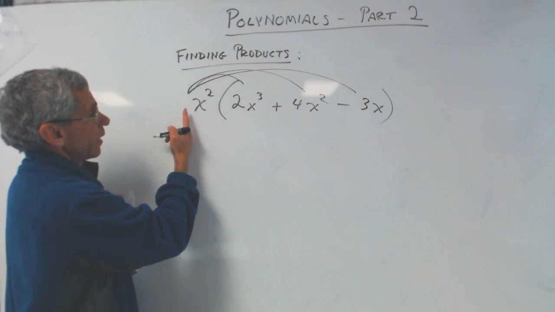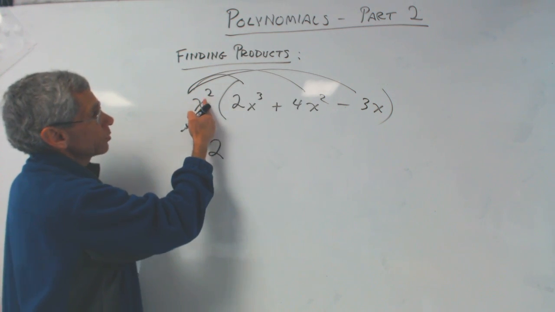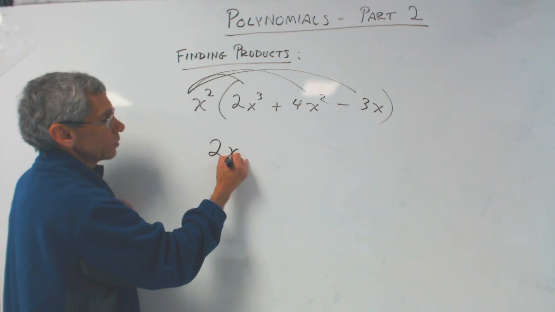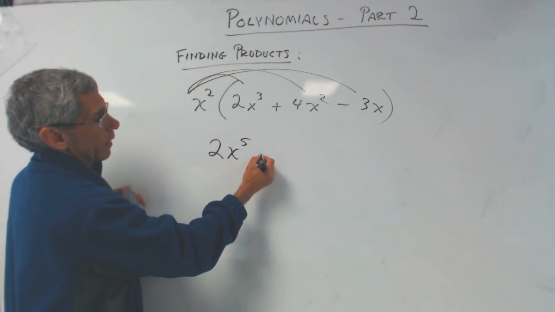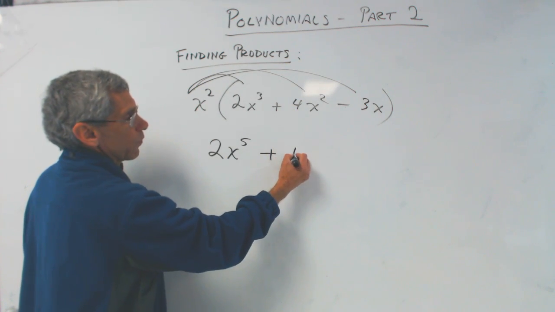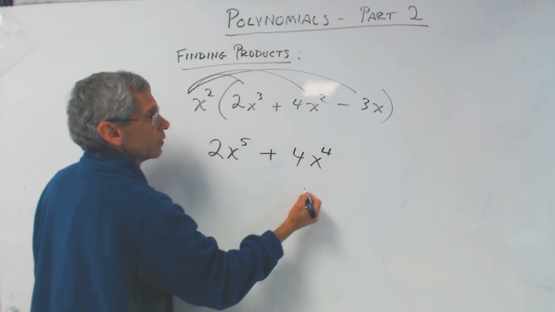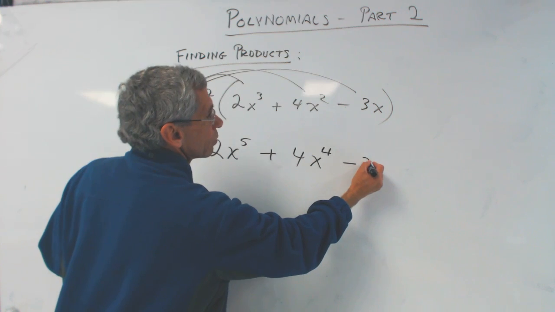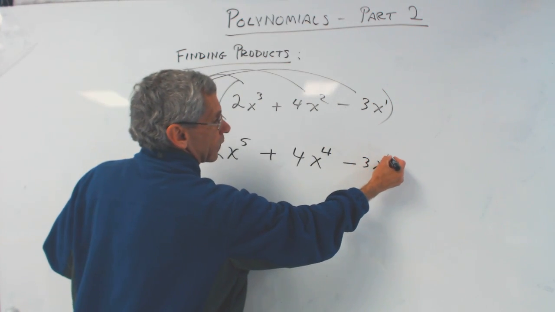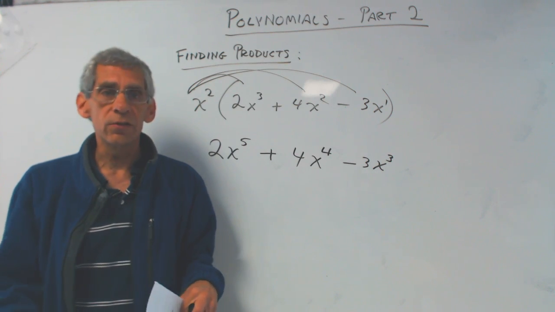First of all, there's a hidden 1 here. 1 times 2 is 2. And then x squared times x cubed is x to the 2 plus 3, which is x to the 5th. And then I've got a plus sign. Now I've got to multiply this times the middle term. So it's going to be 4, and then x squared times x squared is x to the 2 plus 2, which is 4. And then I've got minus 3x to the third. There's a 1 here and a 2 there, so that's 3. I added them together. So that's easy, right? There's nothing hard about that.